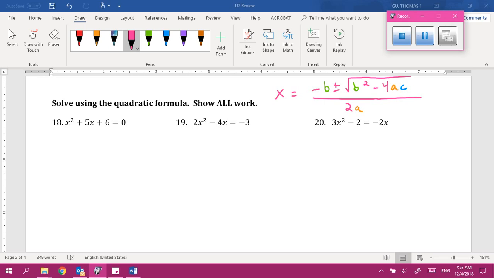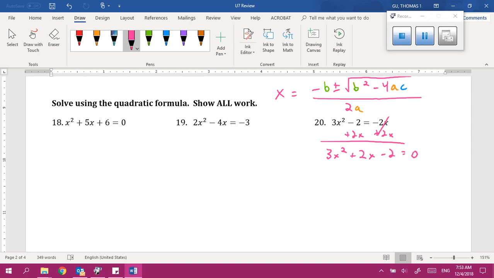Okay, so number 20, using the quadratic formula. What do I need to do to that equation first before I can use the quadratic formula? Gotta set it equal to 0, so what do I do, as you just said? Add the 2x. And so my new equation is... Yeah, very good. 3x squared plus 2x minus 2.